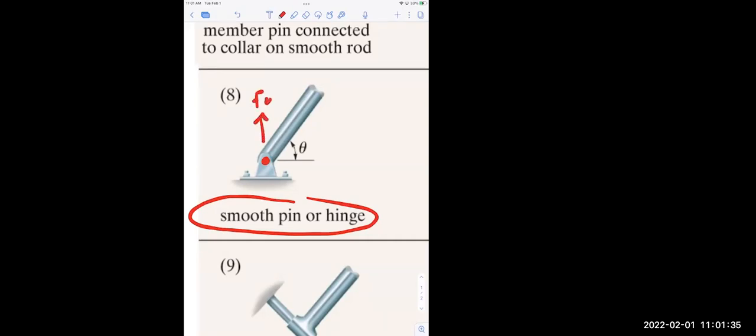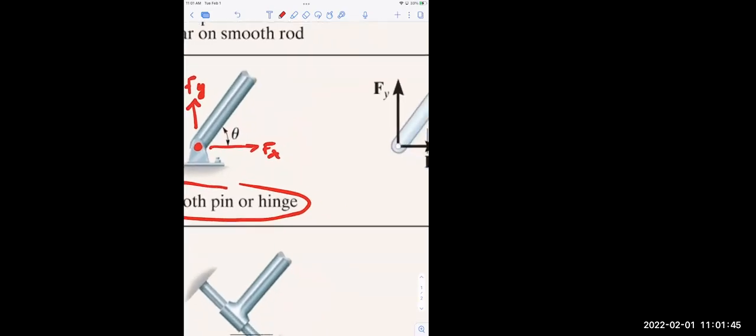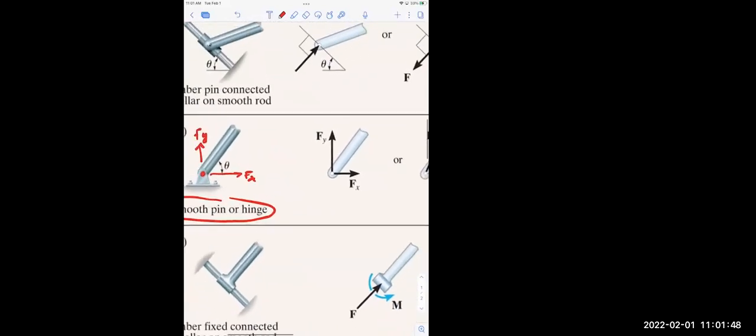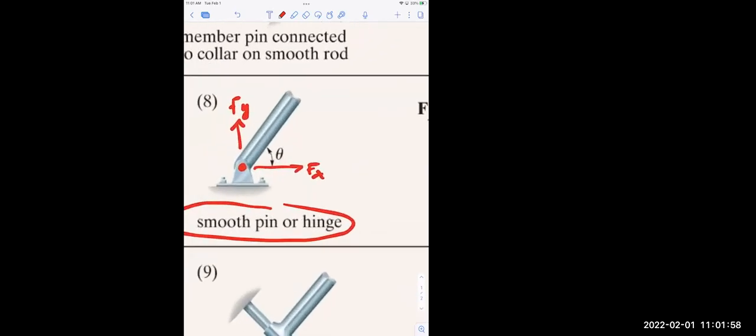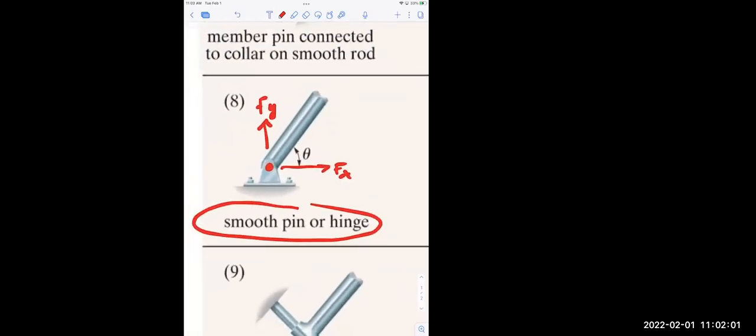Because it's pin connected, it is not going to be able to move up or down, so there will be a force in Y. It's not going to let it move in that direction. It's also not going to let it move in the X direction, but it could pivot left and right. So notice there is no other force hooked to that. There's not a moment, because it's not a fixed connection, so it can't stop it from rotating. That angle can change. It won't move in the X or Y direction, but it will rotate. So pin or a hinge. You have to pay attention to drawings when you see that.